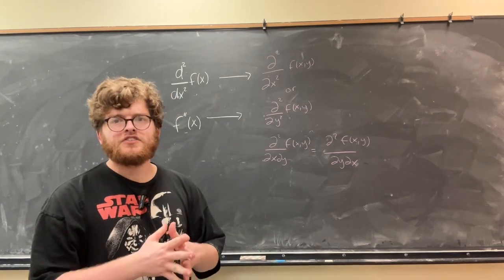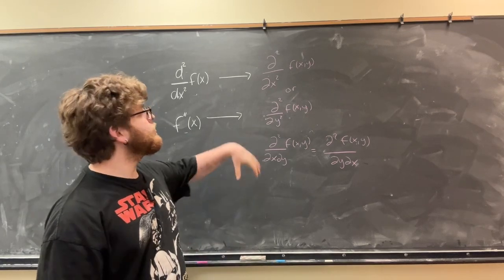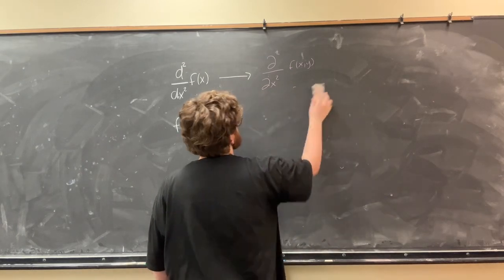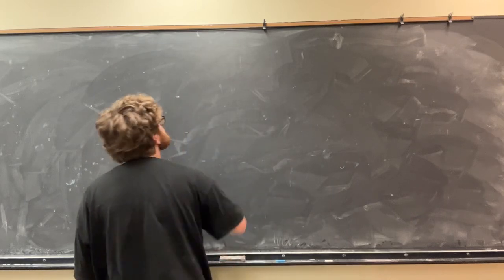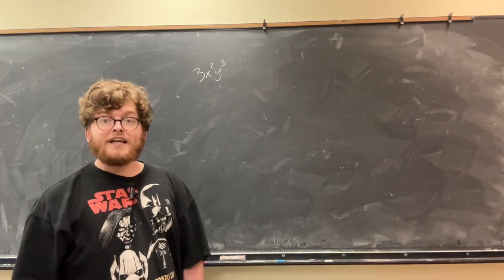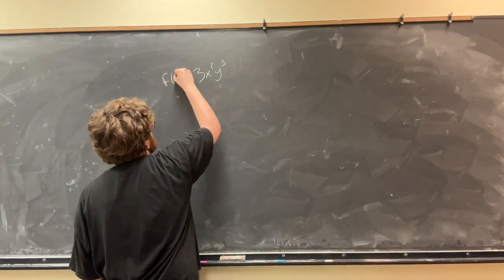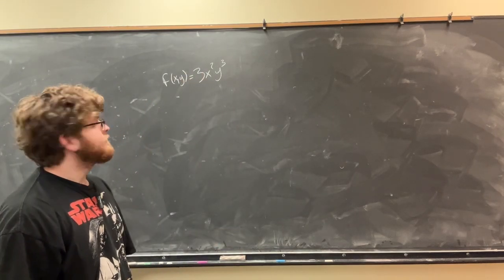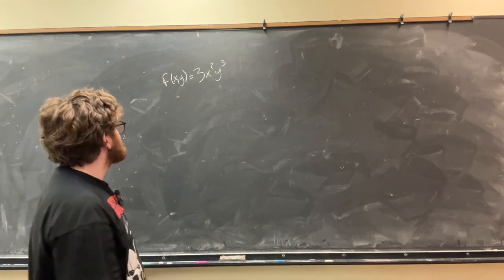Cool. I'm going to do a much simpler example this time because the last example got really long. So we'll look at an example of doing this. How about 3x squared y cubed? It's a really straightforward example. Cool. To do this example, I'm just going to take the partial with respect to x, with respect to y, and then go through the other variables.